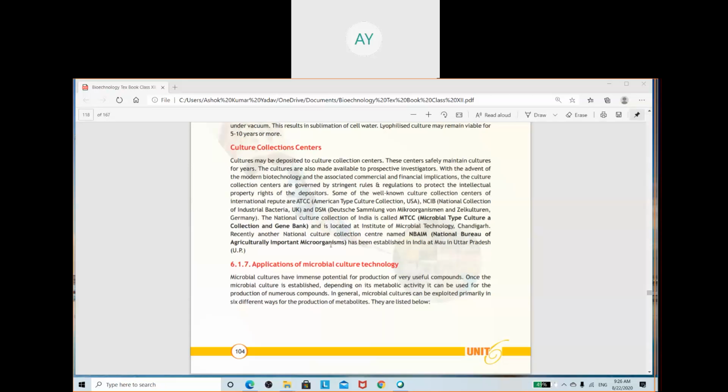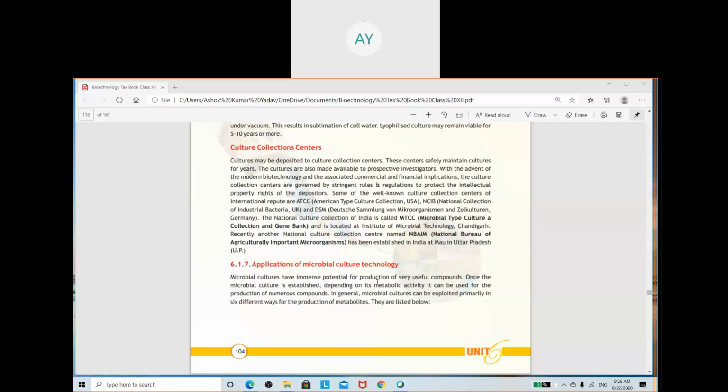I have already discussed the gene bank in plant tissue culture. In the same way, we maintain bacterial cell culture, fungal cell culture, microbial cell culture and viral cell culture. Viral cell culture is present in Pune, and bacterial cell culture is present in Chandigarh and in Mau, Uttar Pradesh. So these are the culture collection centers all over the world and all over India.